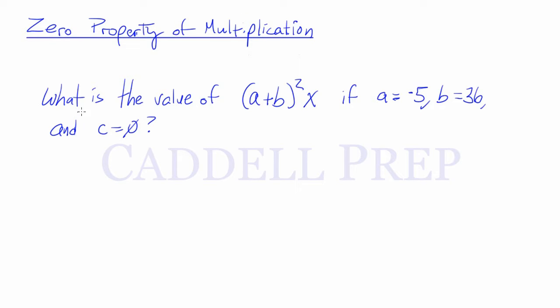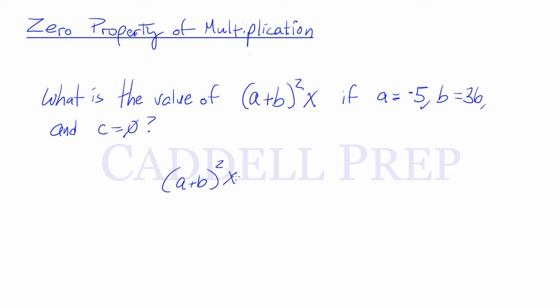Let's look at this question. What is the value of a plus b squared times x if a equals -5, b equals 36, and x equals 0? So this is actually pretty simple to do. If we have this a plus b squared times x, we're going to substitute -5 in for a, substitute 36 in for b. We're going to square it and multiply it by x, which is 0.